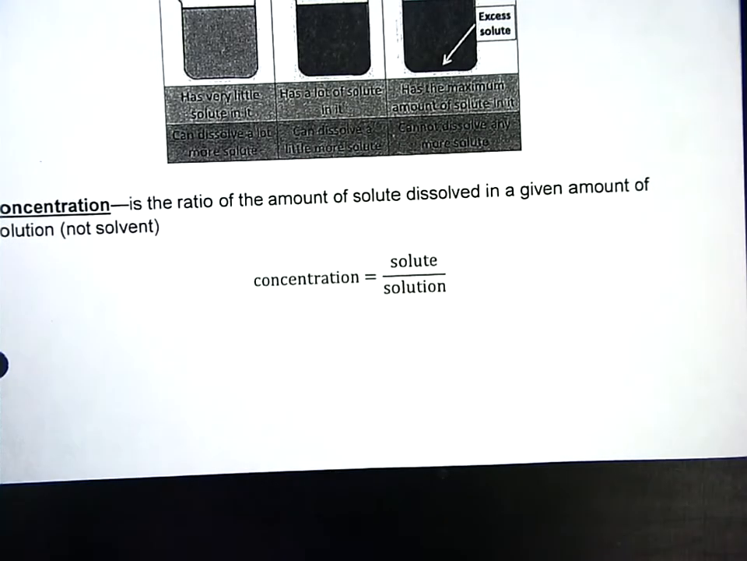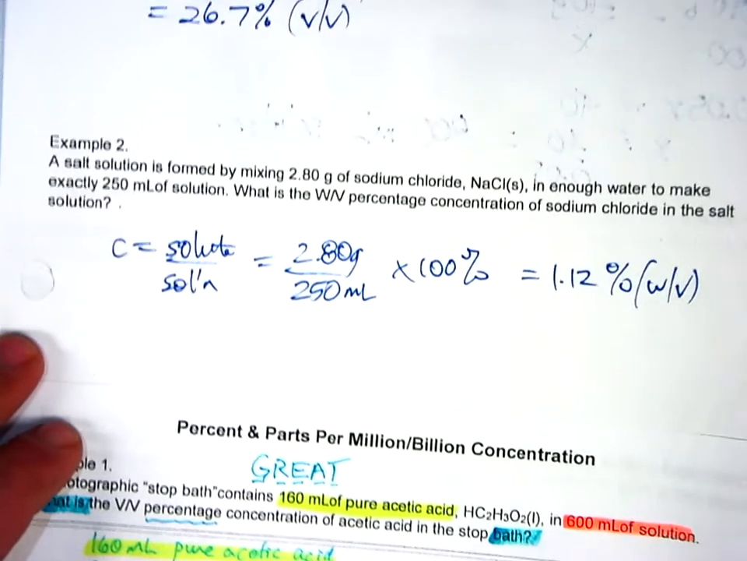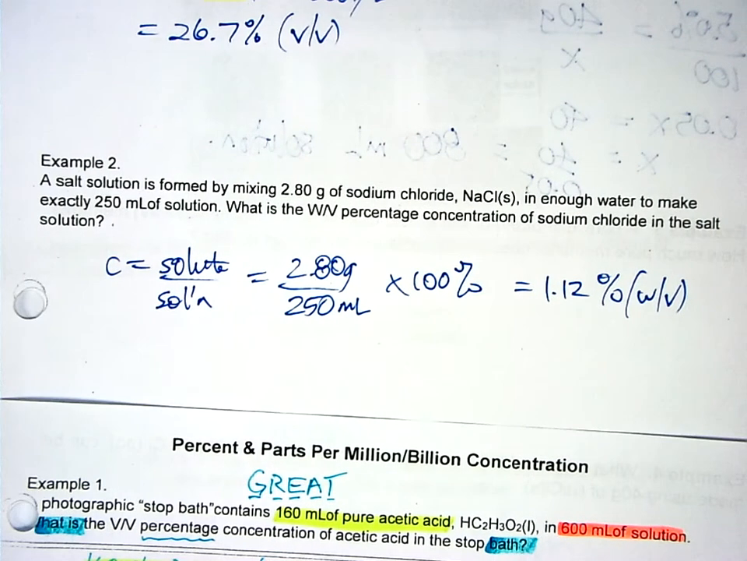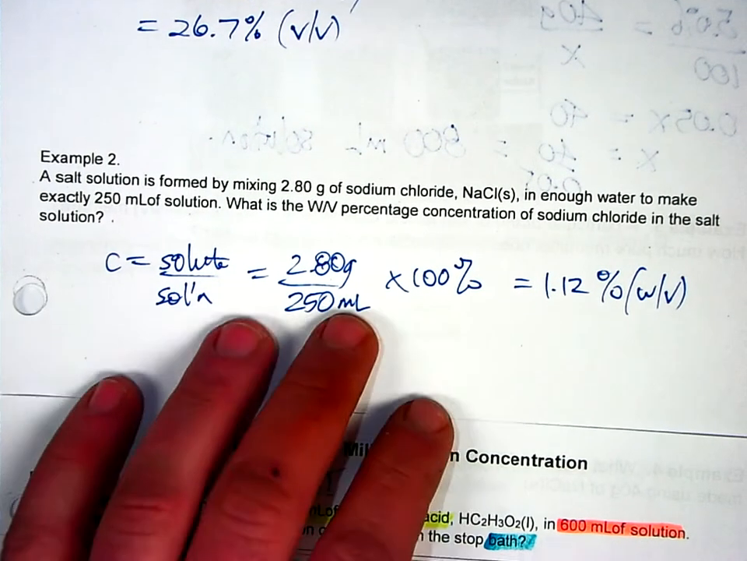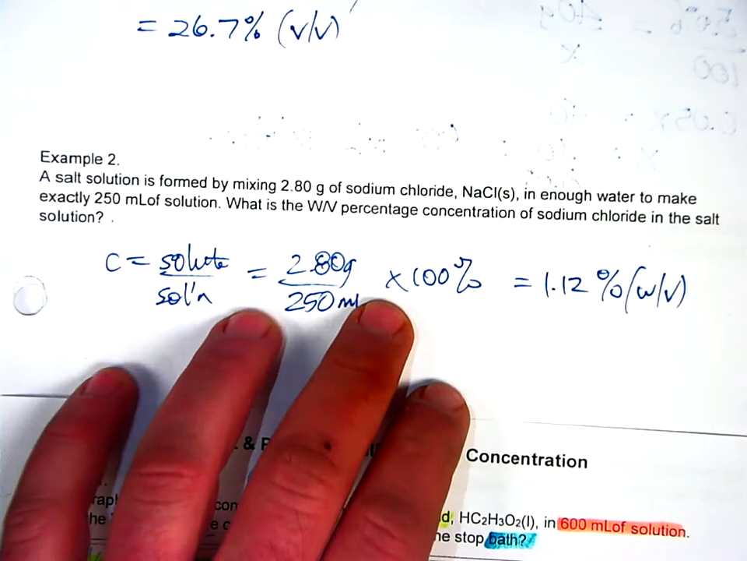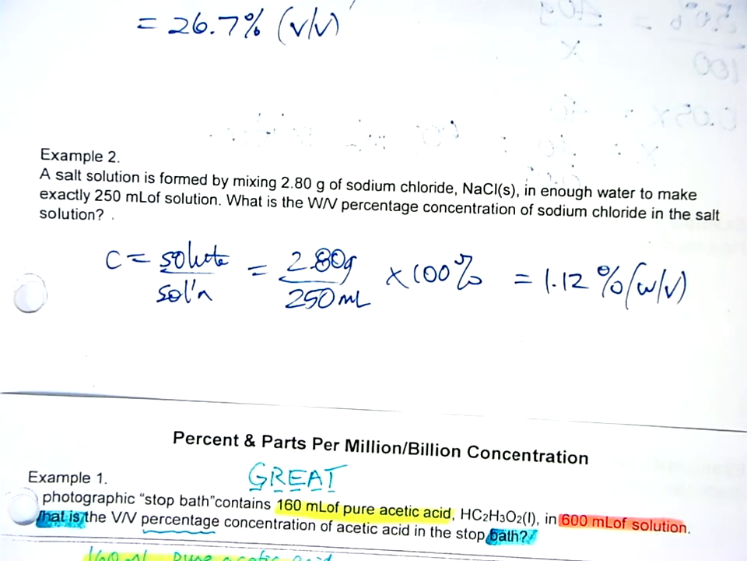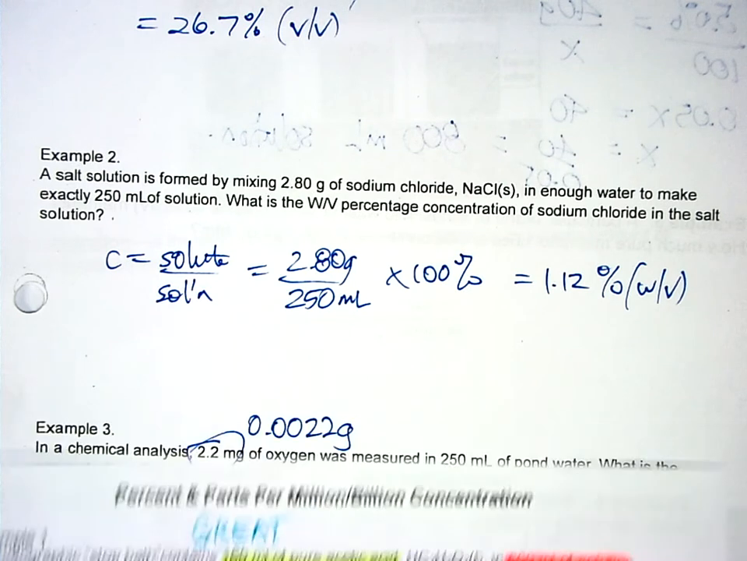Okay, coming back. We've figured out what the solute and the solution are. It's right in the question. It's asking for a percentage. We end up getting a value of 1.12%. Okay. Go ahead and try example number 3.